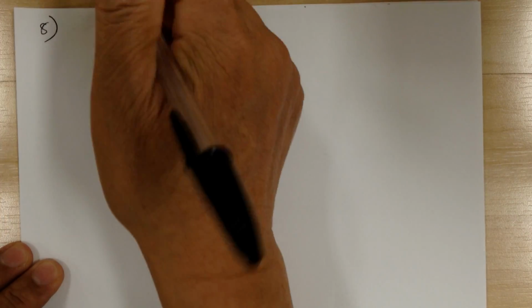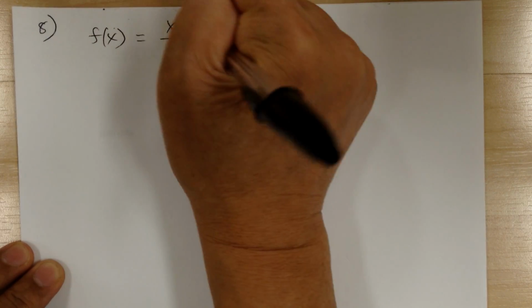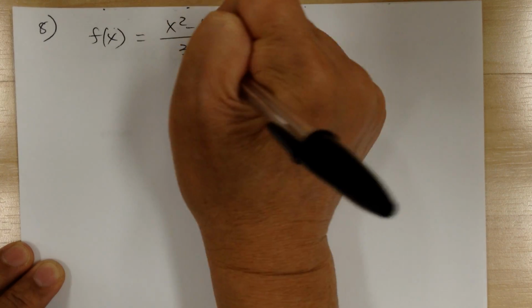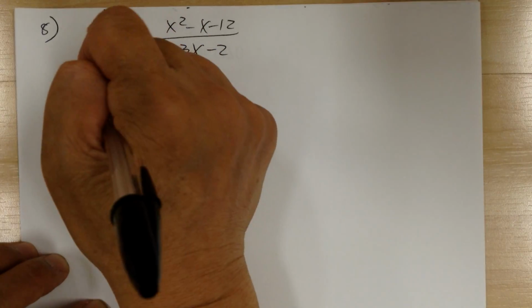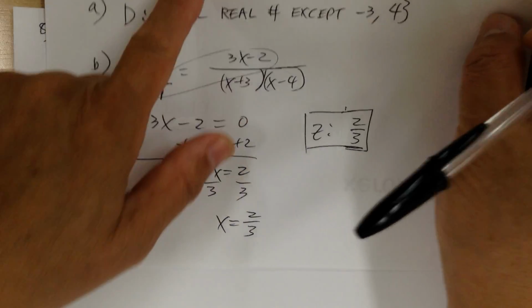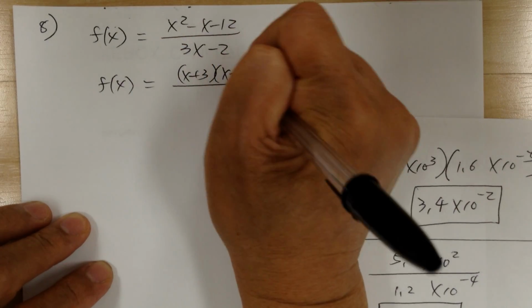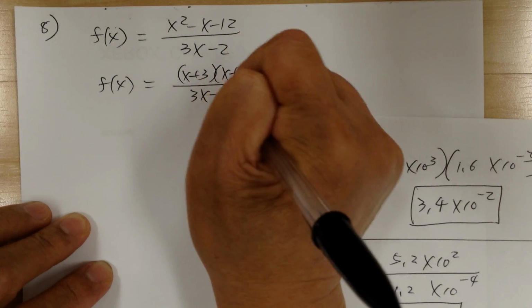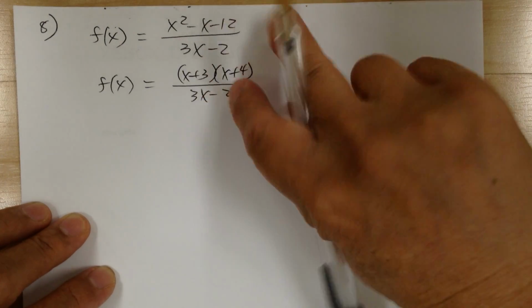Okay, let's go to number 8. So same type of problem. So f of x equal to x squared minus x minus 12 over 3x minus 2. So just the same as number 7, except we got flipped over. Okay, so we know from problem number 7, the factoring is x plus 3, x minus 4. So again, this is just number 7, flip it over.